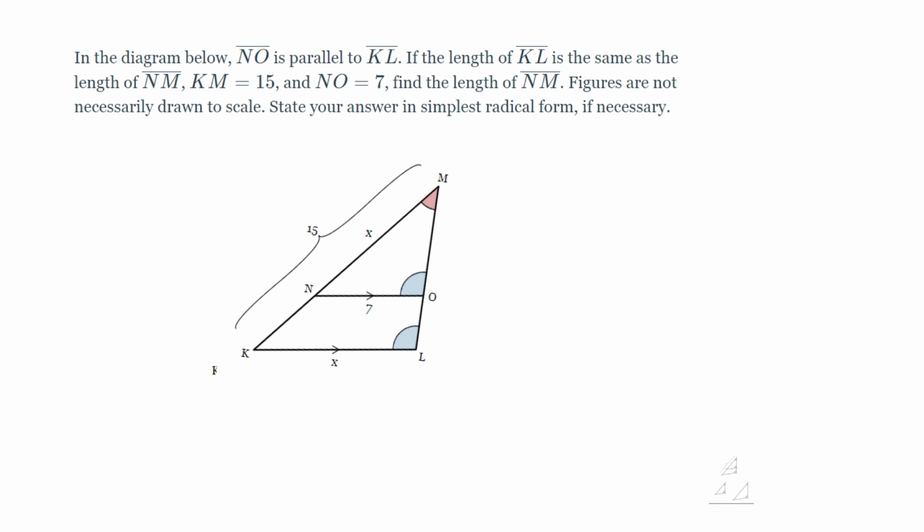So x times x is x squared, 7 times 15 is 105. So I'm going to take the square root of both of these, and x equals the square root of 105. And it tells me to leave it in simplest radical form. Well, 105 doesn't have any factors that are a perfect root, so that is just our answer.